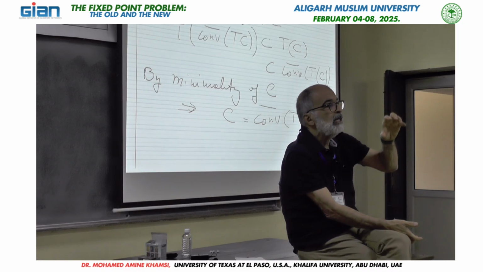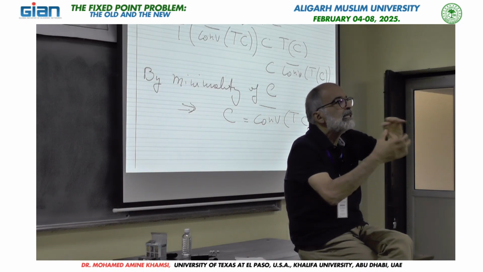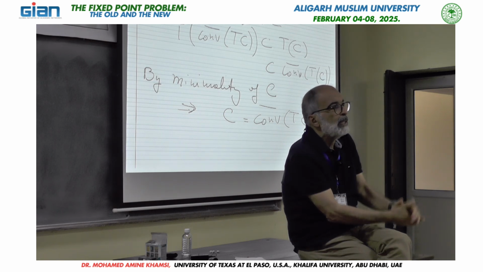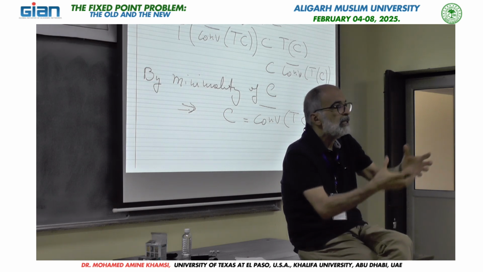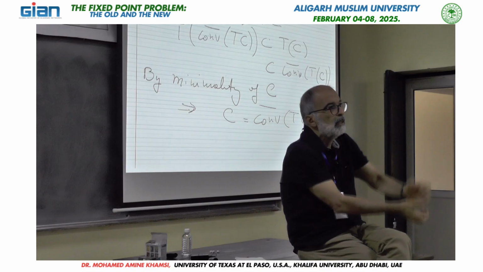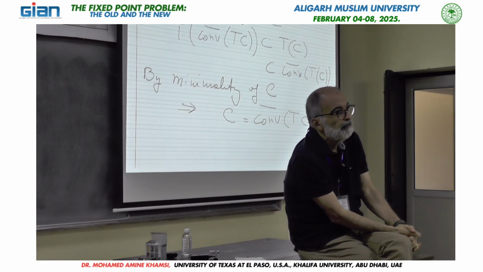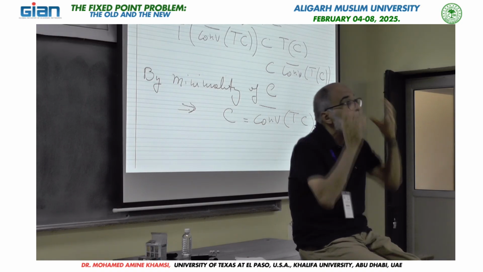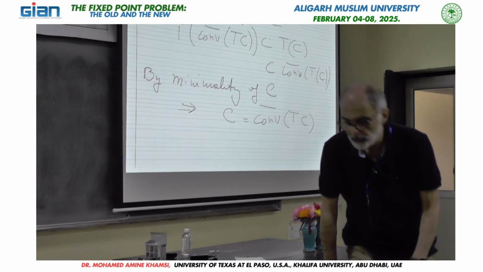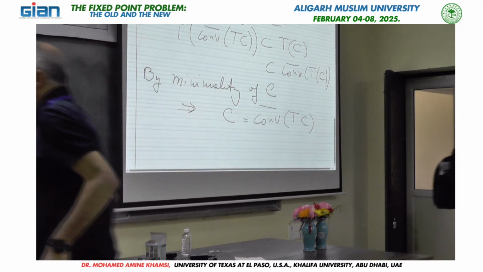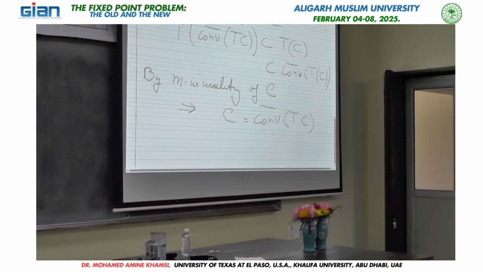That T of C generates C. That is what it means. So C is captured by the image of C by T. So T of C generates C. Okay, now let's go to the second property.